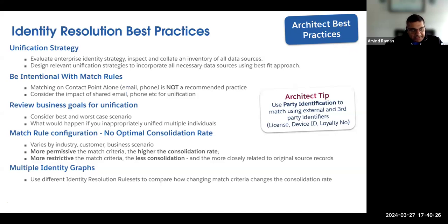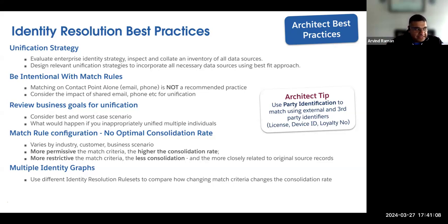All right, so let's look at some unification or identity resolution best practices. Again, evaluate your enterprise unification strategy. I would say be very intentional with match rules. Typically, matching on just the contact point, in this case email address, is not a recommended best practice. You should consider the impact of shared email and shared phone numbers for unification purposes. Also, review your business goals for your unification.